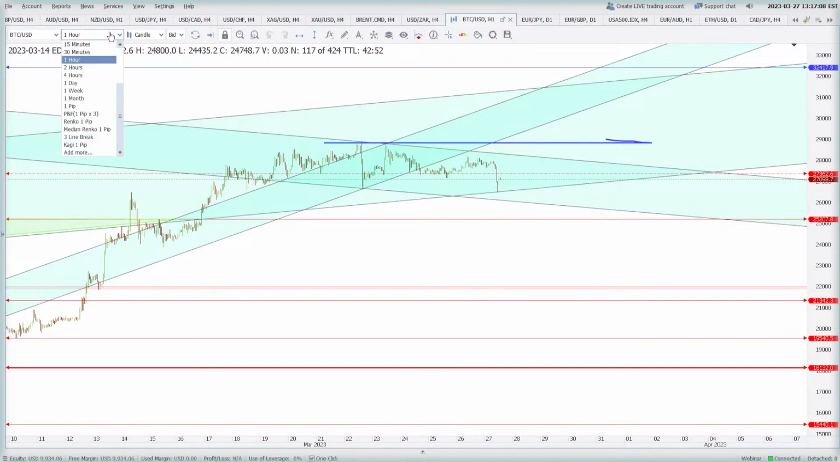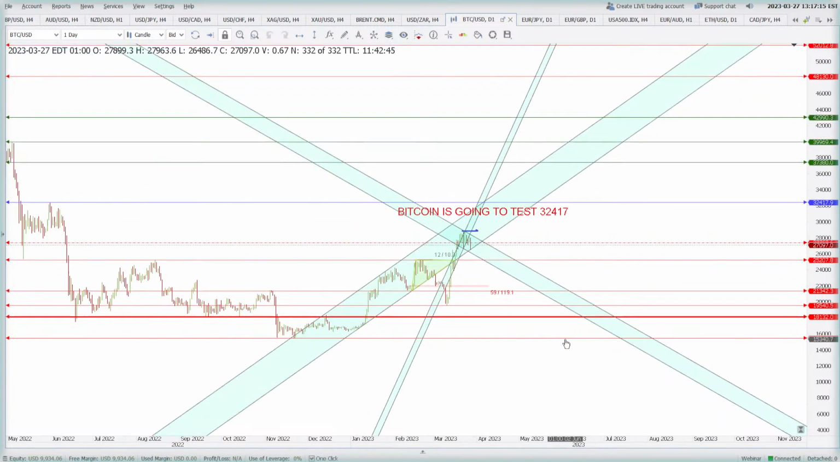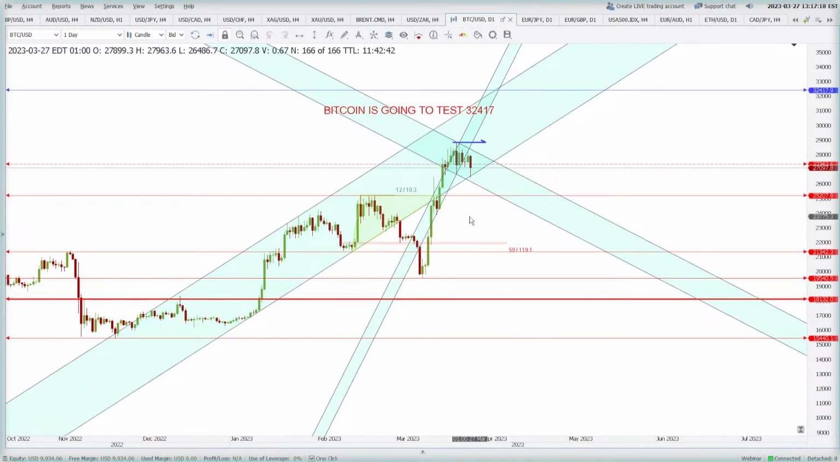25207. Okay, this is 1 hour. Wait, let me switch to 1 day. Bitcoin is going to test 32417. 27362 was the support level. When that was broken, 25207 is what we are expecting to act as a support. If that level fails to hold as a support, you can shed your positions and push out from it. But till the time 25207 is holding, we can still test 32417.